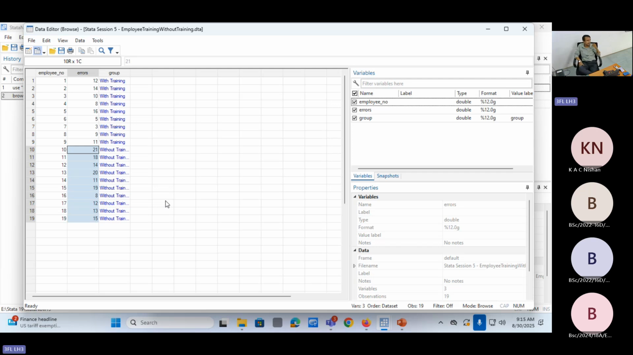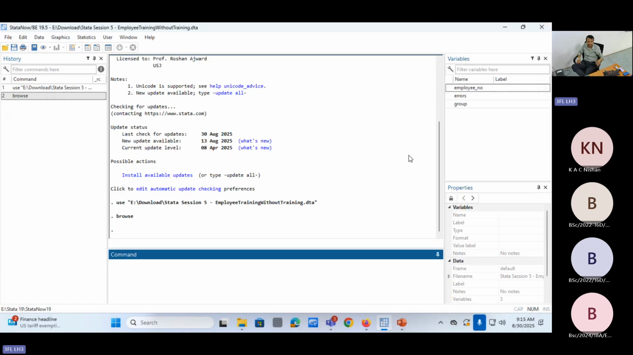Step number 3 is what? Perform the independent samples test. Now we are at step number 3. Let's see how to do that. It's a simple thing. First, open the file. Make sure you have opened the correct file.